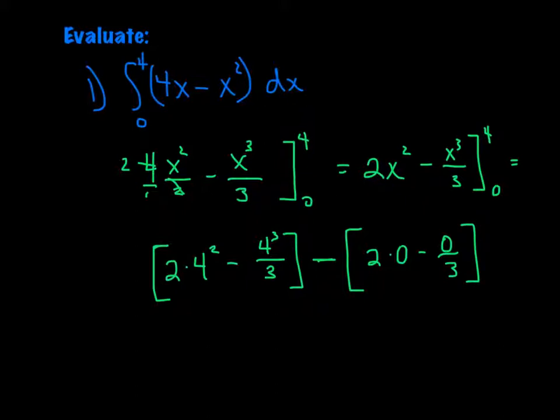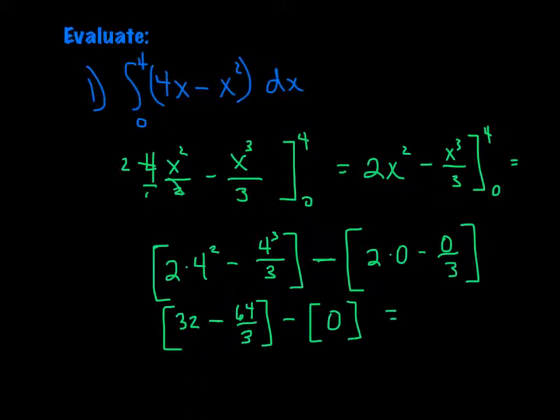All right, so on the left-hand side, let's kind of clean this up a little bit. We have 2 times 16 would be 32 minus 4 cubed is 64 over 3. Minus, well, this is obviously just going to turn into 0.